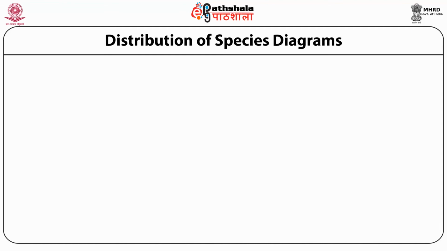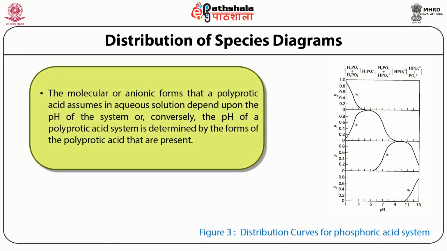Distribution of species diagram. The molecular or anionic forms that a polyprotic acid assumes in aqueous solution depend upon the pH of the system, or conversely, the pH of a polyprotic acid system is determined by the forms of the polyprotic acid that are present, as shown in figure 3. In figure 3, distribution curves for the phosphoric acid system are shown.